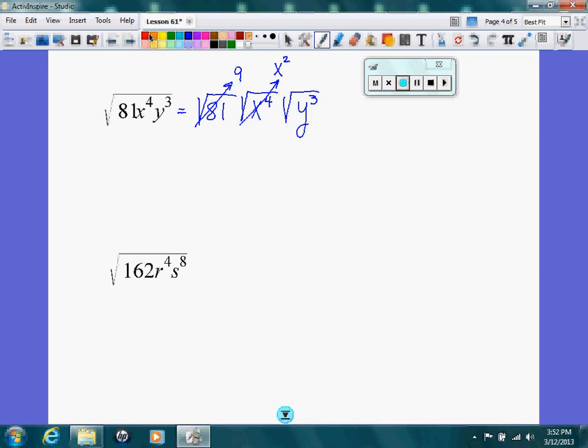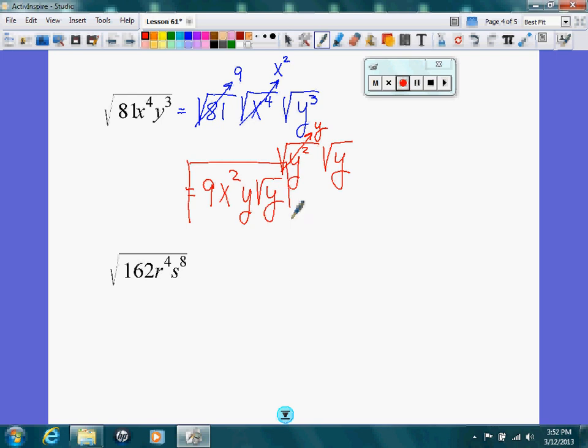Let's write it a little different. Let's write it as the square root of y squared times the square root of y. And now we know the square root of y squared is y. So how would this radical simplify? It would be 9 x squared y times the square root of y. So that would be our simplified answer to this radical.